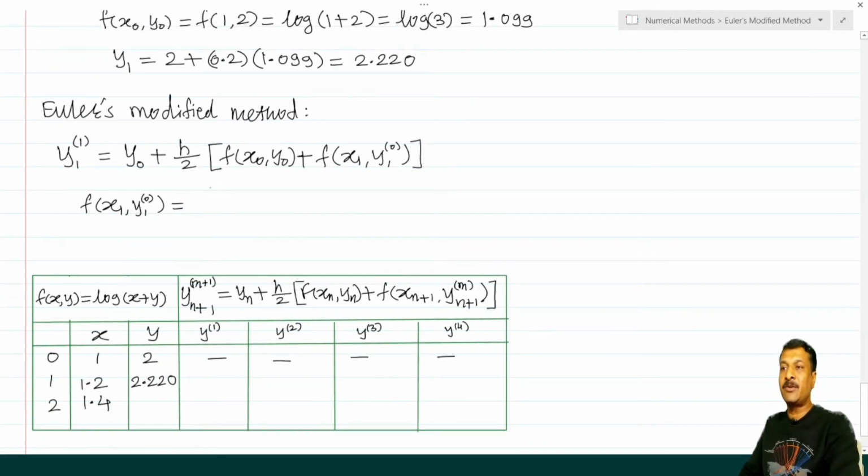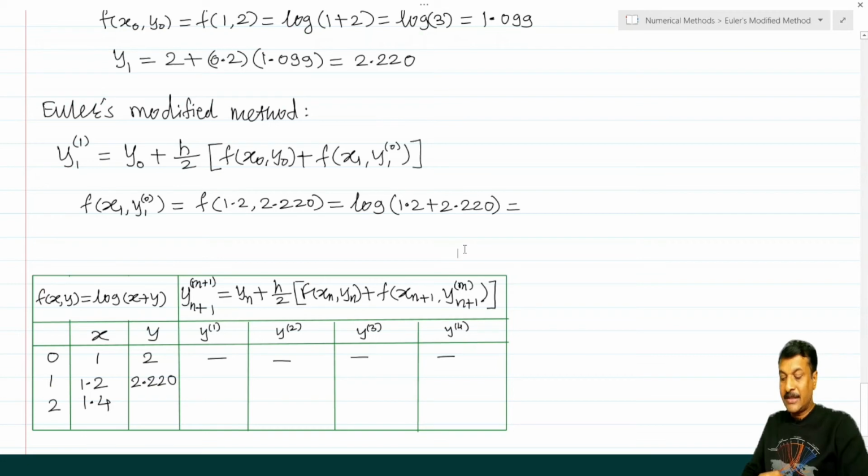So what is it? It is f of x1 value. By this row I can take the values. So it is nothing but 1.2, and y1 is 2.220, the recent value. Since it is log of x plus y, I am getting log of 1.2 plus 2.220. That is equal to, natural log used there, that is ln by calculator, it is 1.230.